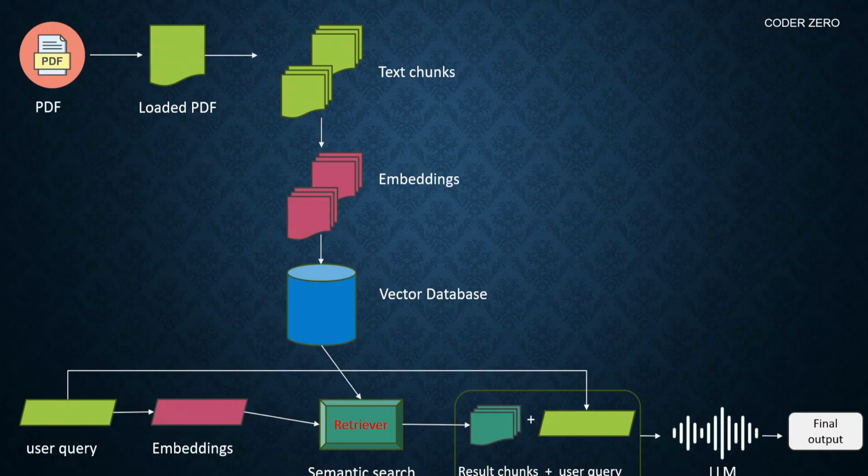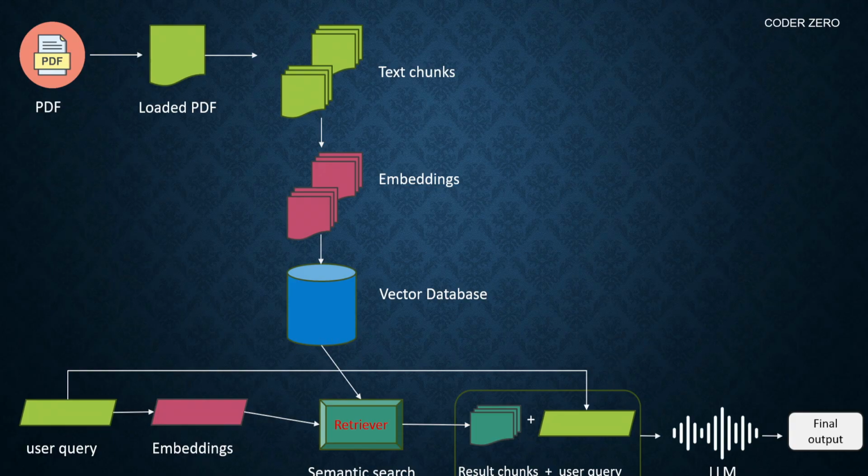Now here you can see we have a lot of components. We need to figure out how to load the PDF, how to create text chunks, how to create embeddings, how to interact with the vector database, how to do the retrieval operation, how to create a proper prompt for our model, and then how to parse the model output, so how to understand the model output. You can see there are a lot of moving components here.